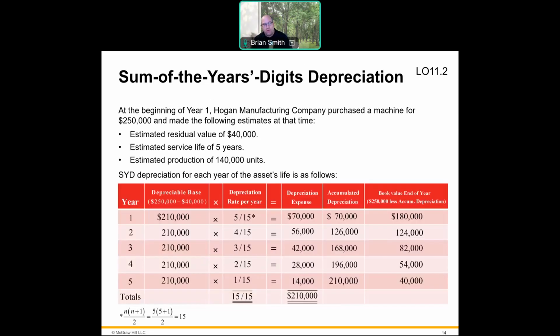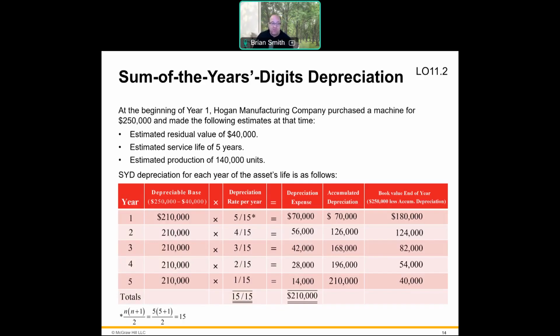All right, here's a new one that I haven't taught you guys, or that you maybe haven't been exposed to yet. It's called the sum of years digits. Basically, we think that this is going to be 5 years. So for 5 years, in year 1, it's 5. In year 2, it's 4, 3, 2, and 1 until year 5. You add up those numbers, 5, 4, 3, 2, and 1, you get 15.